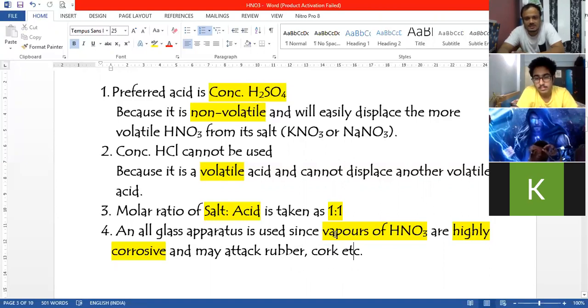The key word for this answer is vapors of nitric acid. You people tend to write that nitric acid is highly corrosive, that is why we use an all glass apparatus, which is the wrong answer, because it is vapors of nitric acid which are formed over there. If you don't mention the term vapors, you will get 0 marks in the board exam. So make sure the answer has the keyword: vapors of nitric acid are highly corrosive, and that is the reason why they may attack rubber, cork, etc. And that's why we have to use an all glass apparatus. Very important question from this part of the chapter.